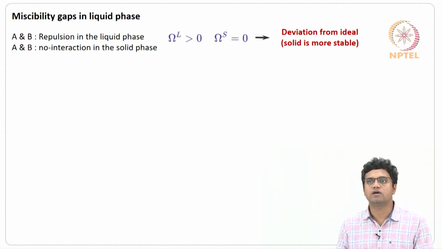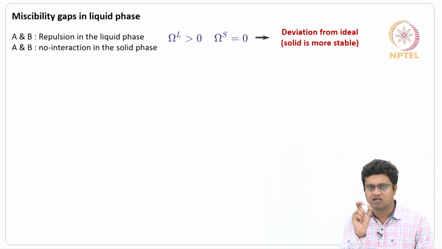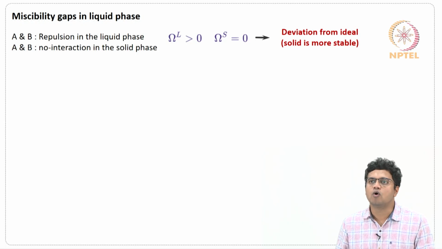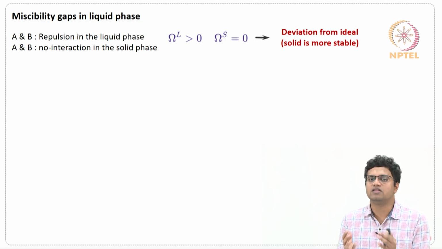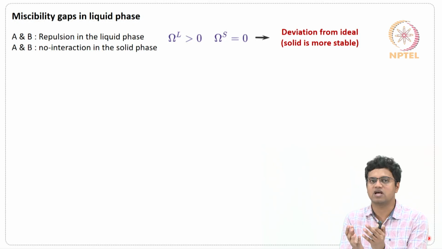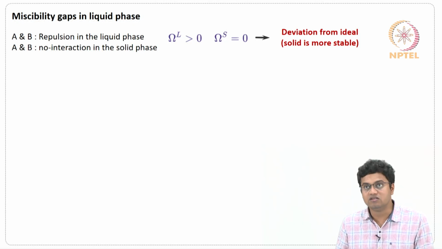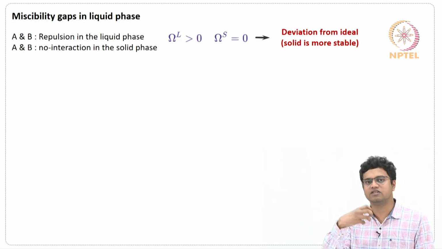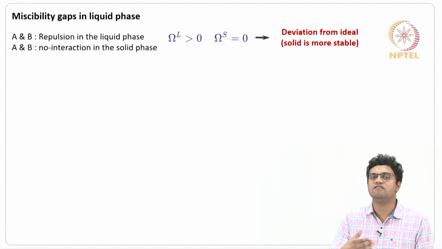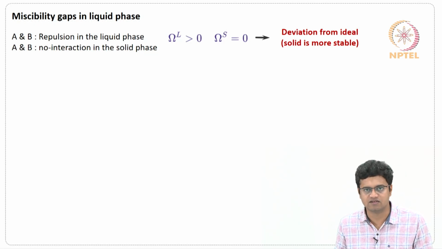The interaction parameter, omega, in the liquid phase is greater than 0. That we ascribed as repulsion behavior, right? And omega s is nearly equal to 0. So what is the deviation here? If both the interaction parameters are nearly 0, then that gives an ideal kind of behavior, an ideal isomorphous behavior. In this case, the interaction parameter in the liquid is positive, and in the solid there is no interaction, it is nearly equal to 0. This is the deviation that we are going to discuss in this lecture.